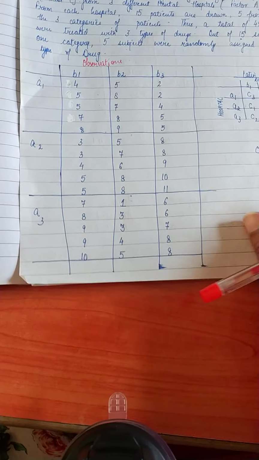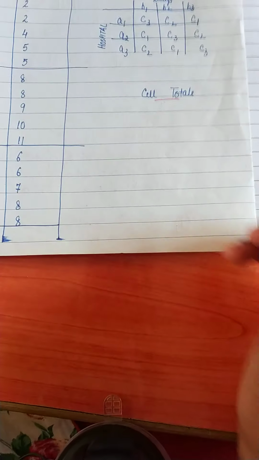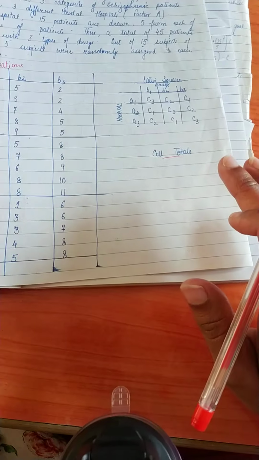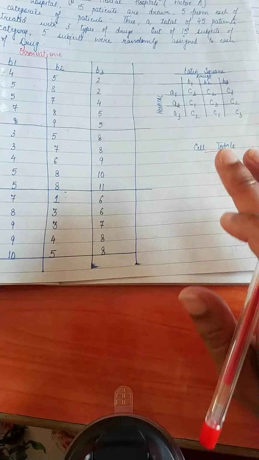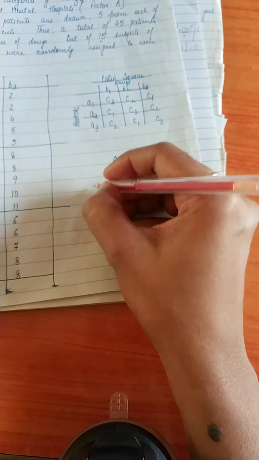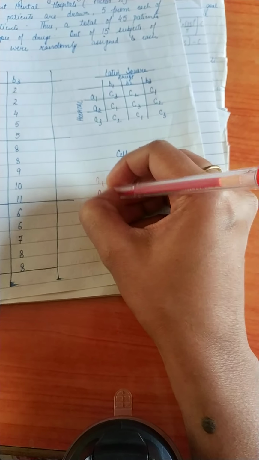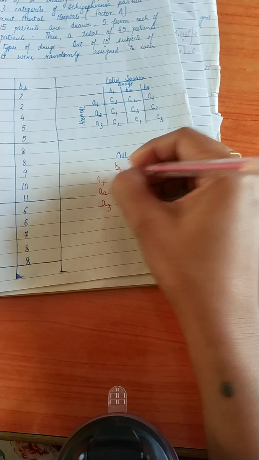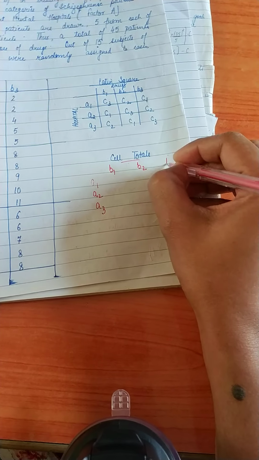So for the ease of the calculation, we will draw a separate table. I'm using a different colored pen so that it is clear to you that this is something we are doing for the calculation, and this is not part of the data that will be provided to you. So this is for our ease of calculation. So A1, A2, A3, and this is B1, B2 and B3.